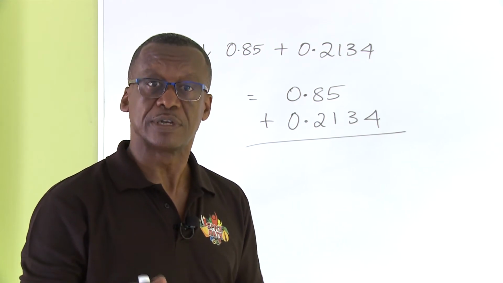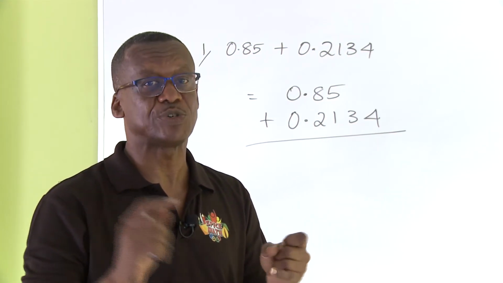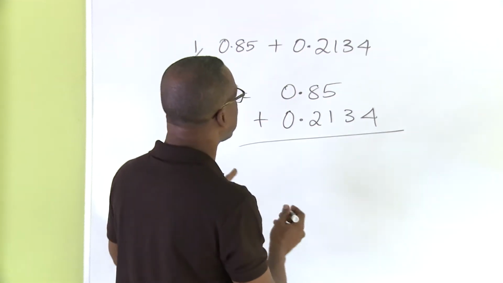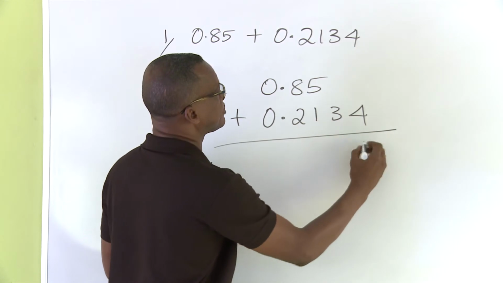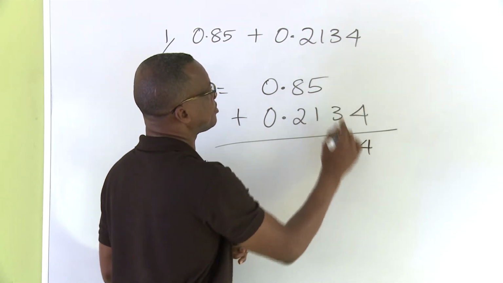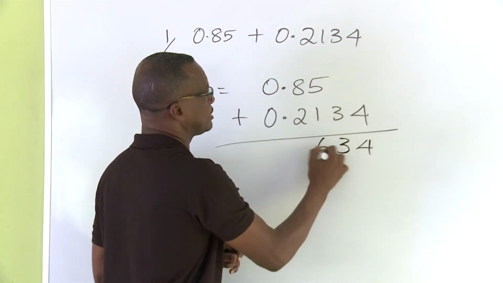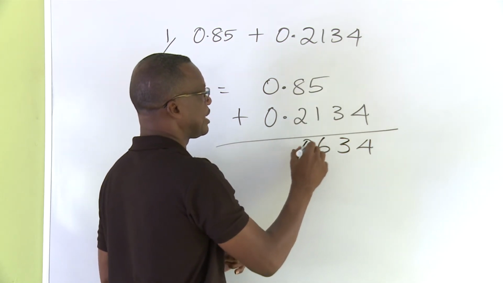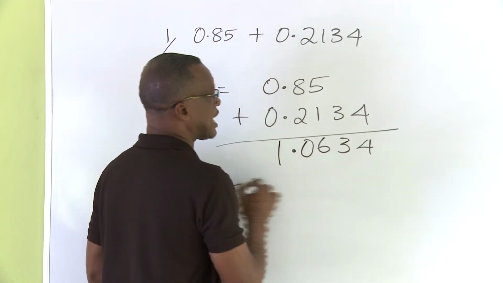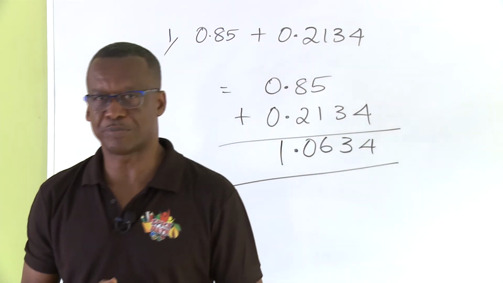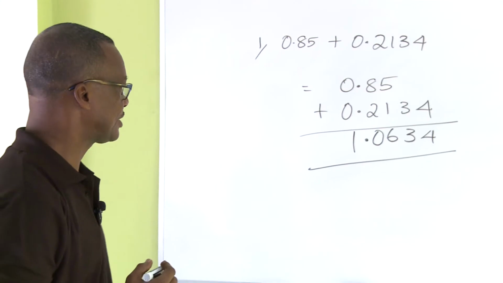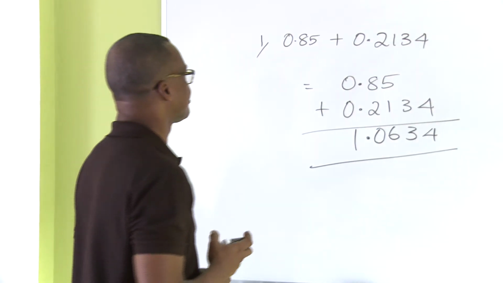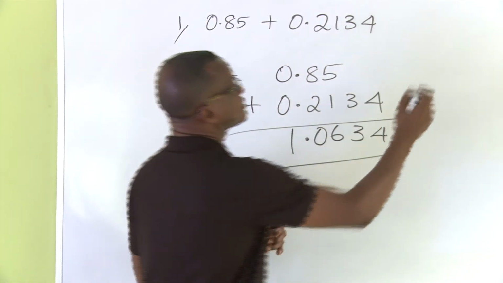And this rule always applies when you're adding or you're subtracting decimal fractions. So let's add. There is no number at the top, so that's 0 plus 4, 0 plus 3, 5 plus 1, 6, 8 plus 2 is 10. So 0 comes here, and the 1 is carried over here. So the answer is now 1.0634. We've added 2 decimal fractions. Let's suppose we had to subtract.